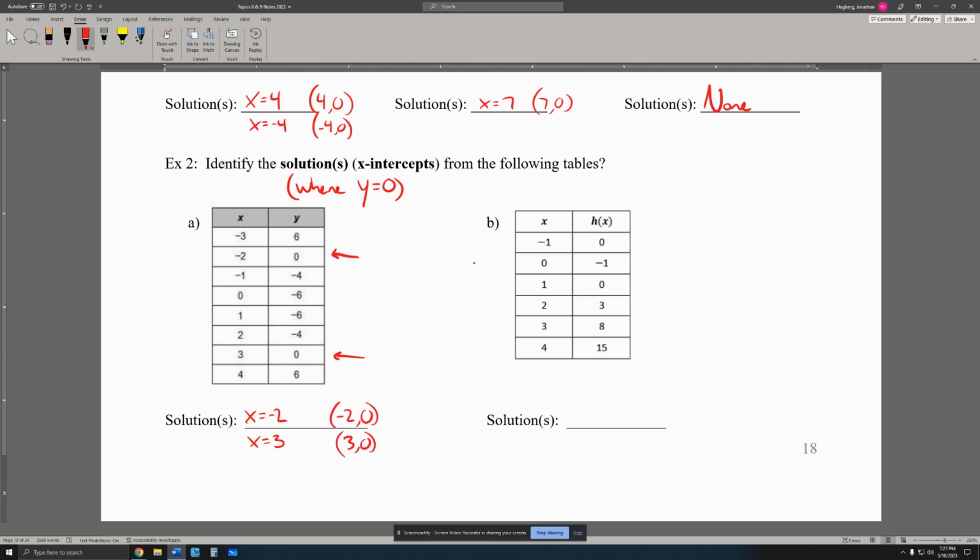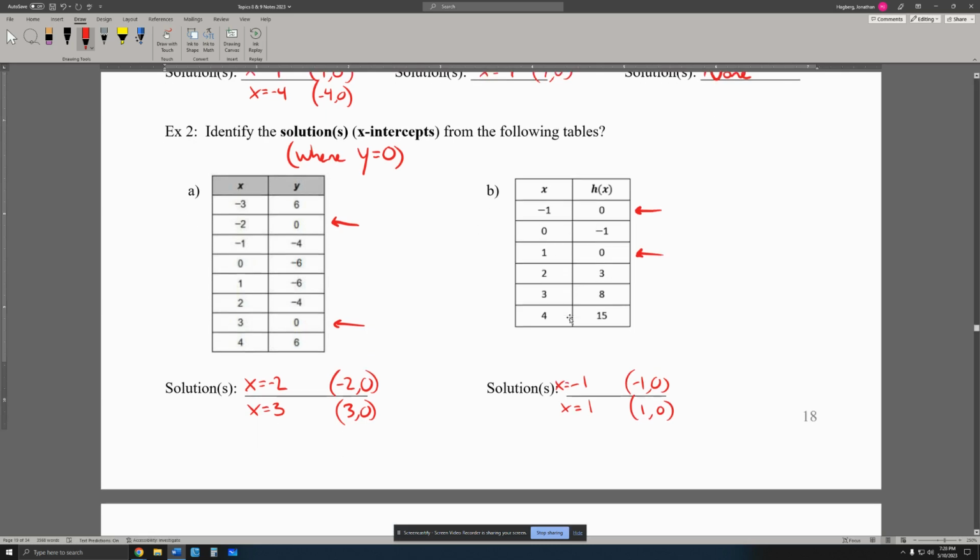For table B, again, we're looking where y is equal to 0, or the h of x value is equal to 0. The output of the function is equal to 0. And we have that this occurs at 2 places again. We have x equals negative 1, and x equals positive 1. So as ordered pairs, negative 1, 0, and 1, 0. Okay? Go ahead and flip the page.